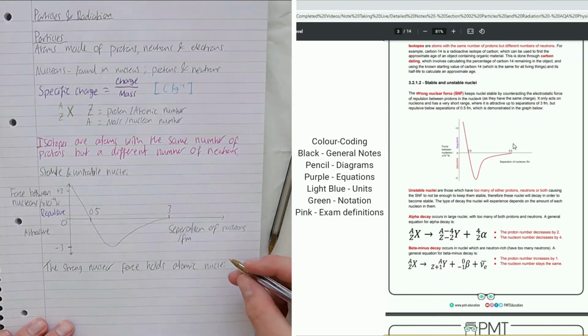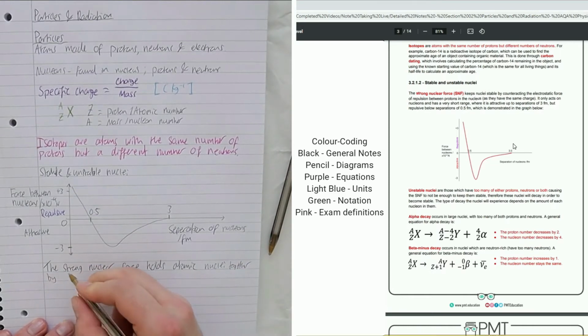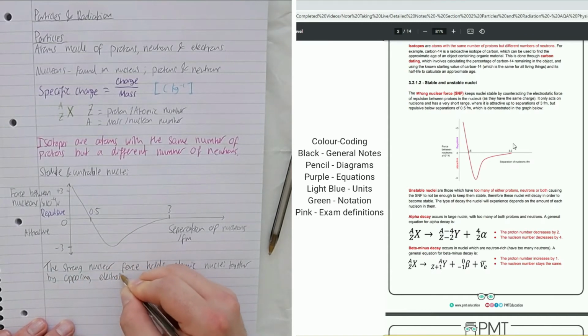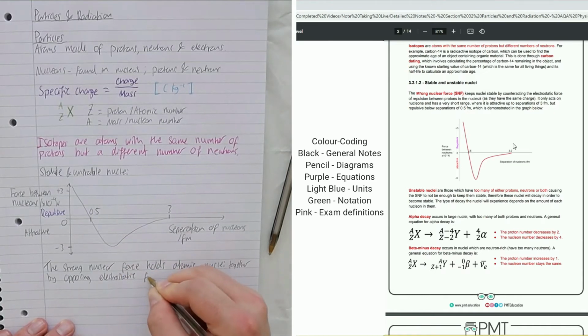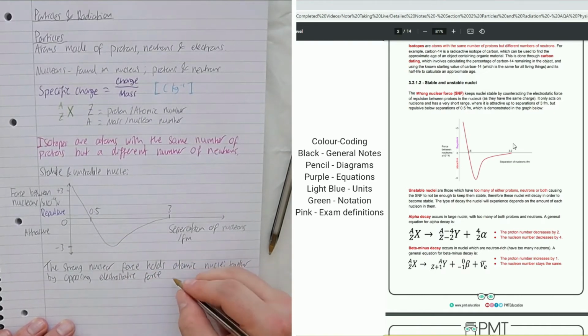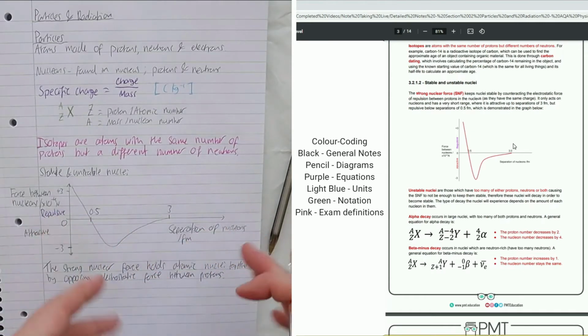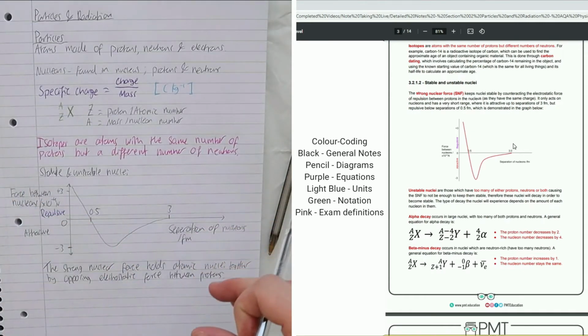And then, how does it do that? So how does it hold them together? Oh, actually, no, I need to finish the word: together. By opposing electrostatic force between protons. And again, they wrote that it's repulsion. But I know that because they're the same charge, they're going to be pushing each other apart, and that's fine.